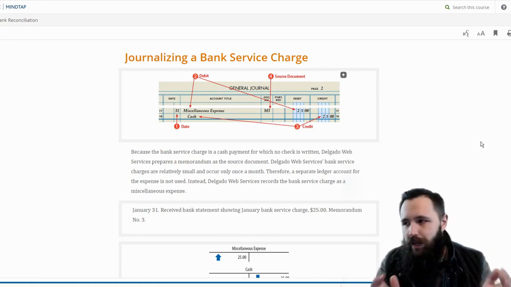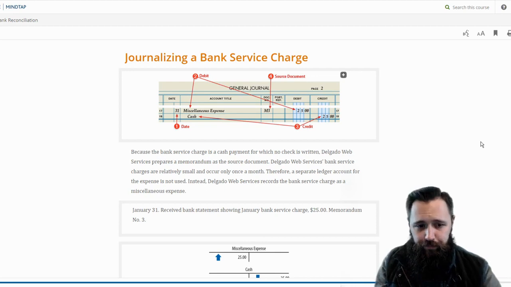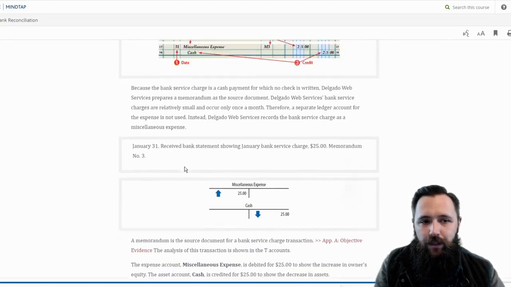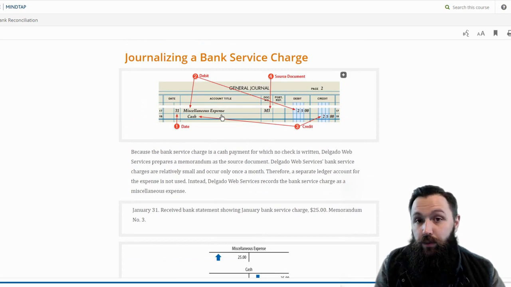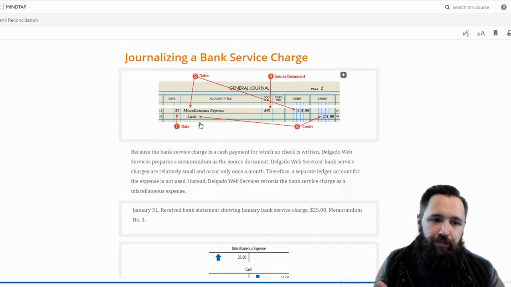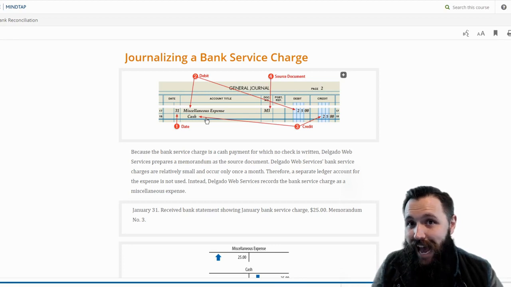And then you're doing the same thing that you've always done for journalizing. You put the date of the 31st when that reconciliation took place, or the date that the bank has charged us. Then we write miscellaneous expense because we are recording this miscellaneous expense. An expense has a normal debit balance. We need to debit it to increase that expense. Then we're going to write the credit account because it's coming out of cash.